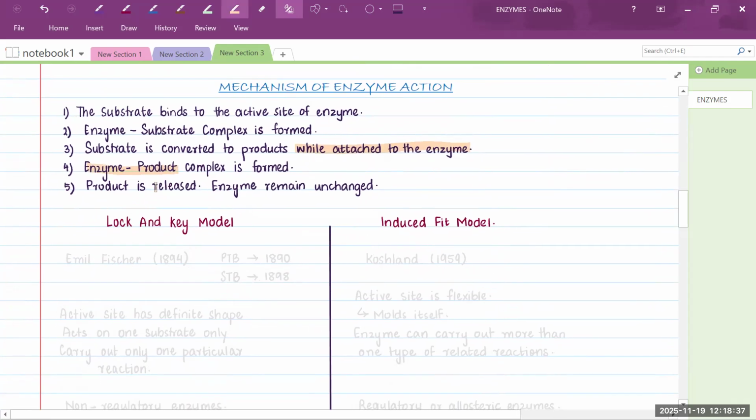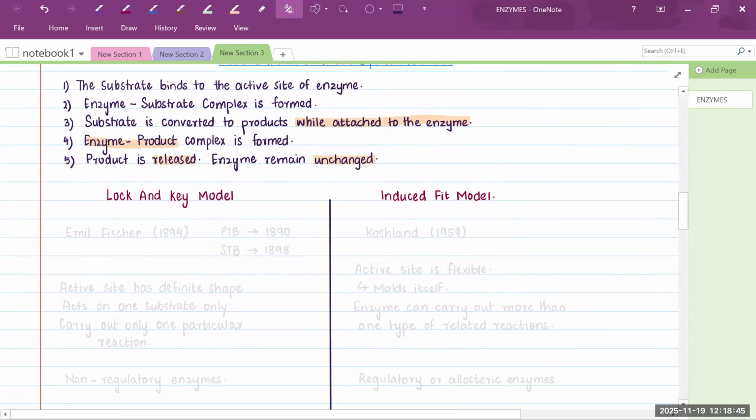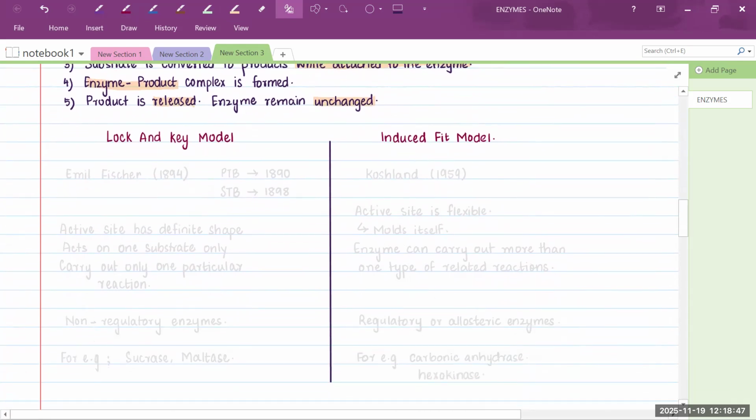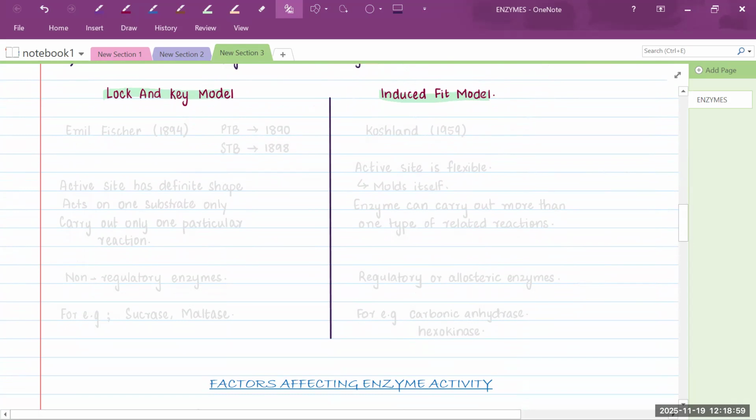The product is released but the enzyme remains unchanged. This is the keyword here again, so that it can be used again and again, as we saw earlier. Now, moving on to the important part, this one is more important because two mechanisms of enzyme action were introduced. One was the lock and key model and one was the induced fit model. First of all, we'll see the lock and key model and then we'll move on to the induced fit model.